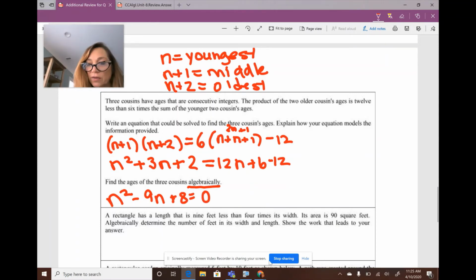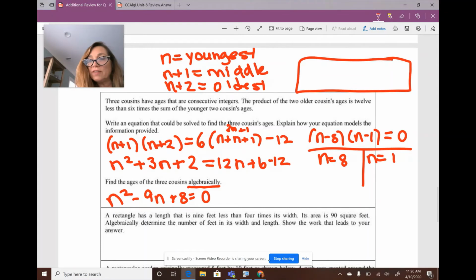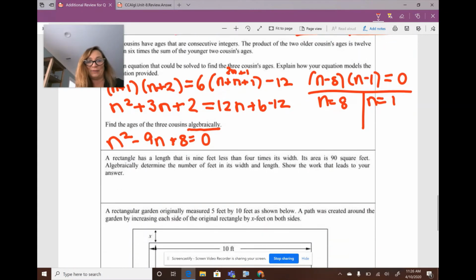That's factorable. So that gives me (n minus 8) and (n minus 1). Looks like I'm going to get 2 viable answers. So n is going to equal 8 and n is going to equal 1. So there's 2 choices for the cousins' ages. The cousins are 1, 2, and 3, little tiny babies, or the cousins are 8, 9, and 10. I don't know what I want to say about 8, 9, and 10-year-olds. All right, so that's that one.